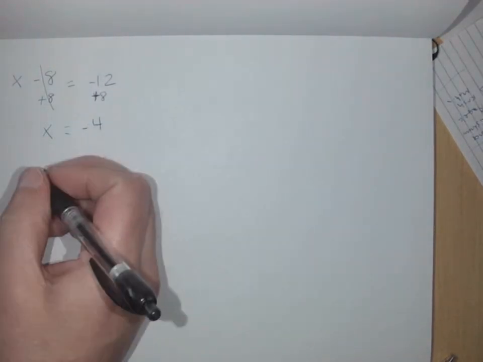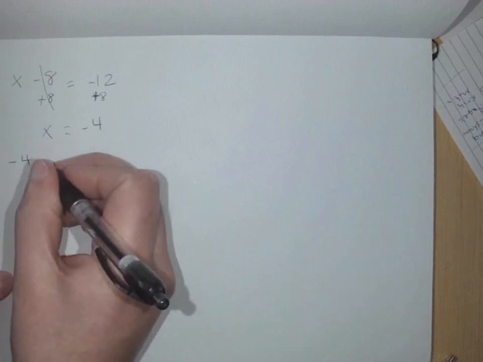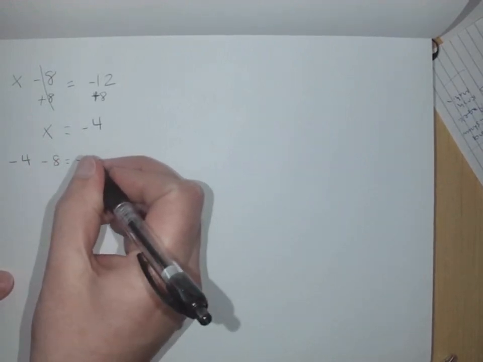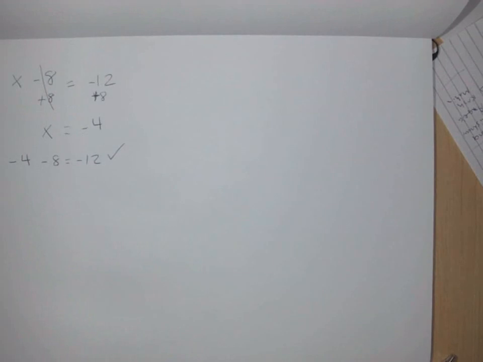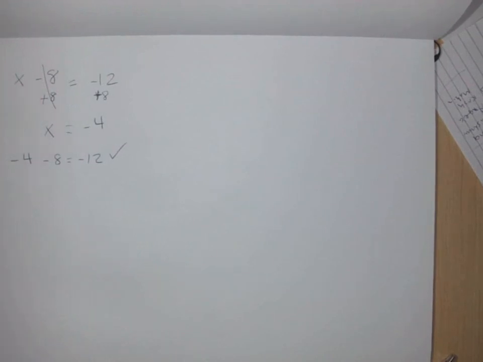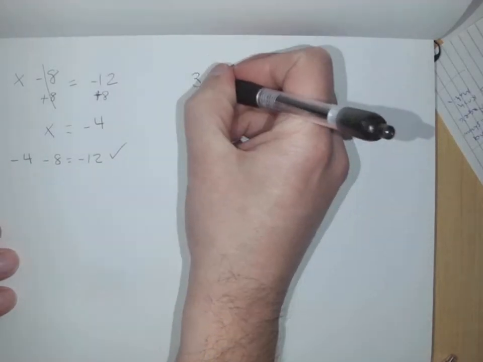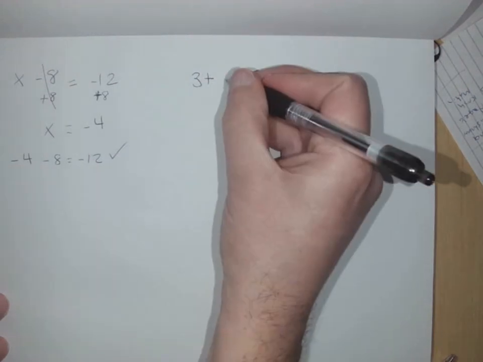And as always, plug in your work. So negative 4, take away 8 equals negative 12. Is that true? Yes, check. Okay, now I'm not going to check all these because this is going to take too long. But on the test, I'm going to give you very few questions, so do make sure you check your work, okay?